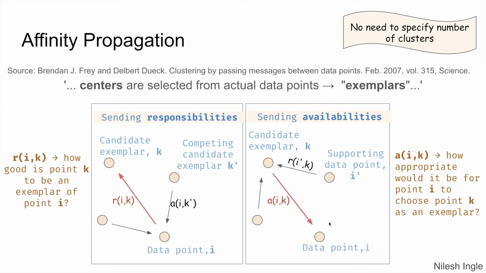And then on the right hand side, we have the arrow switched around, and here what we are saying is how appropriate would it be for point I to choose point K as its exemplar. So it's a two-way communication between each of the data points, one trying to see if it can be a centroid or exemplar, and the other point trying to see if it can be with that particular exemplar, or it needs to find another exemplar to be associated with as a data point in the cluster.